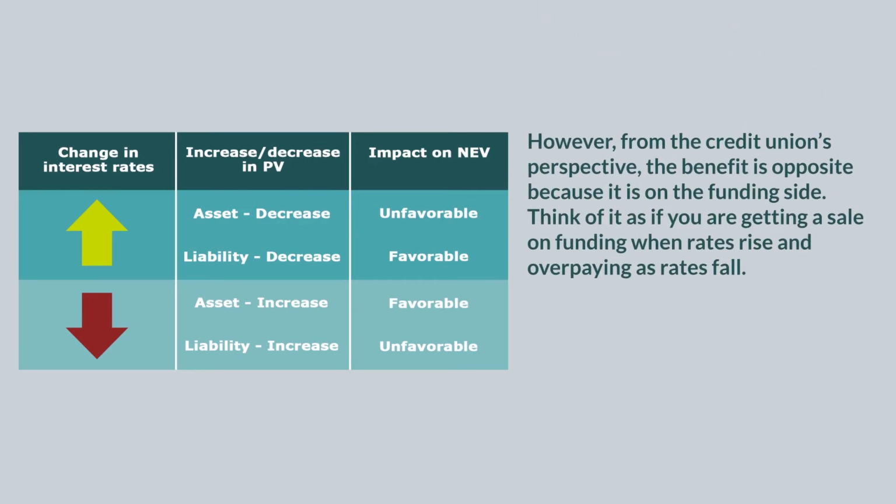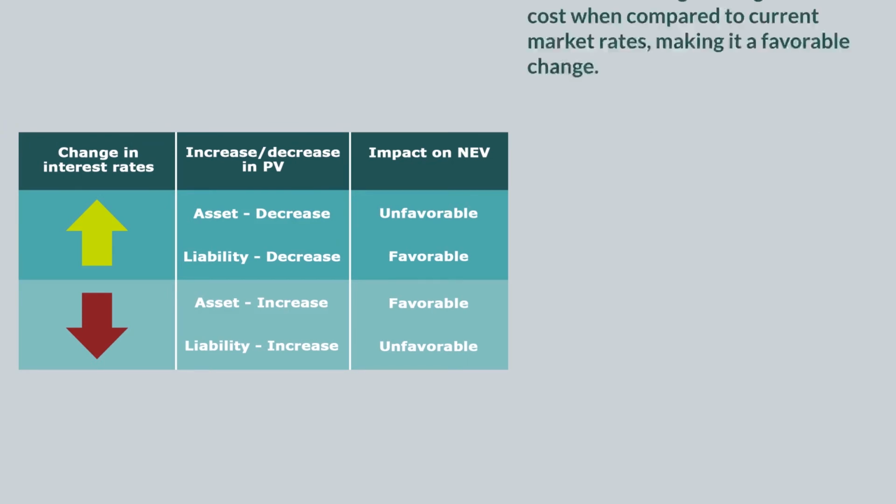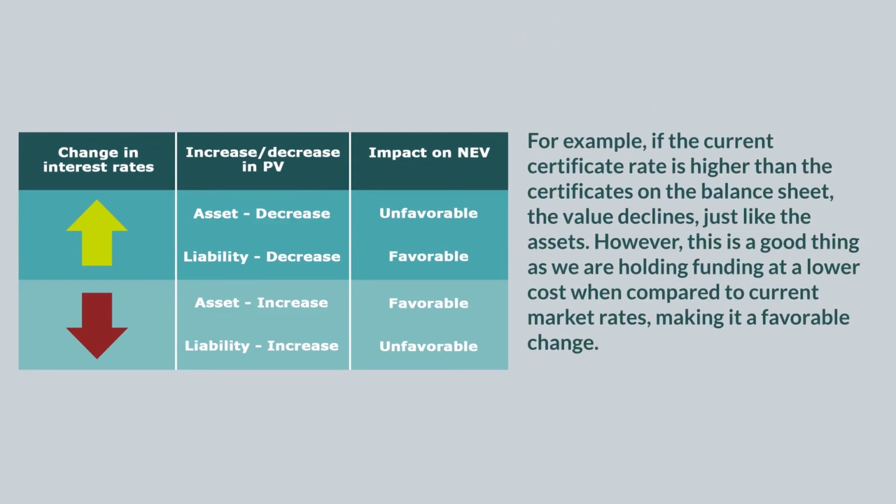However, from the credit union's perspective, the benefit is opposite because it is on the funding side. Think of it as if you are getting a sale on funding when rates rise and overpaying as rates fall. For example, if the current certificate rate is higher than the certificates on the balance sheet, the value declines, just like the assets. However, this is a good thing as we are holding funding at a lower cost when comparing to current market rates, making it a favorable change.